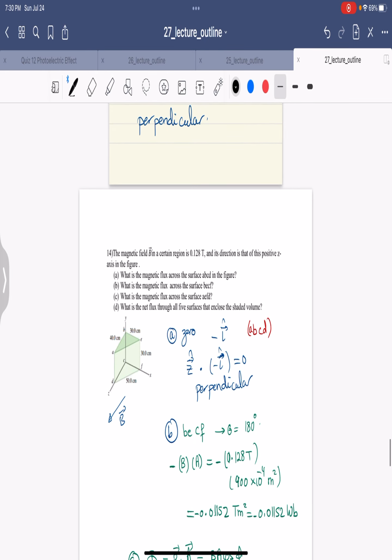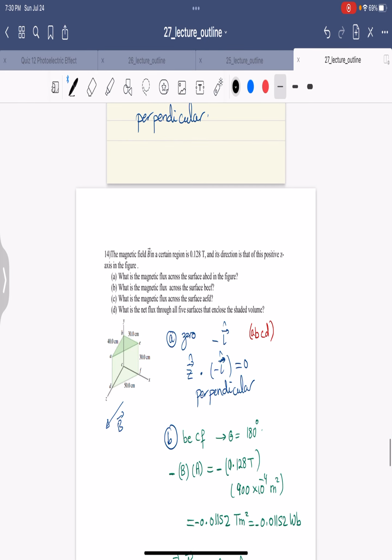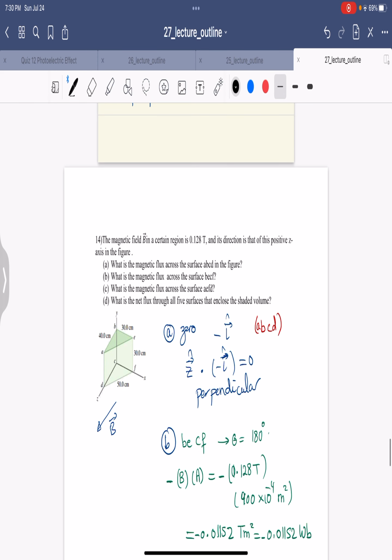Now, the second one is about flux. Here I'm talking about the most important concepts in this material. The magnetic field B in a certain region is 0.128 Tesla, and its direction is that of the positive z-axis in the figure. What is the magnetic flux across the surface ABCD in the figure? What is the magnetic flux across the surface BECF, like different surfaces?